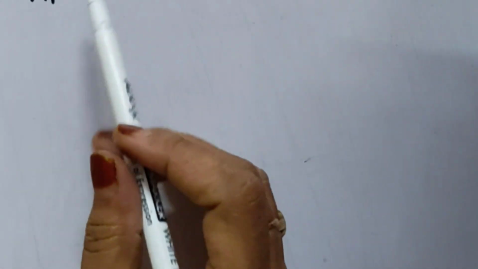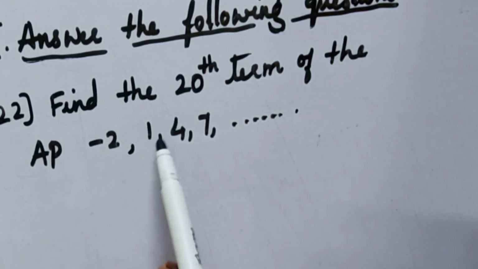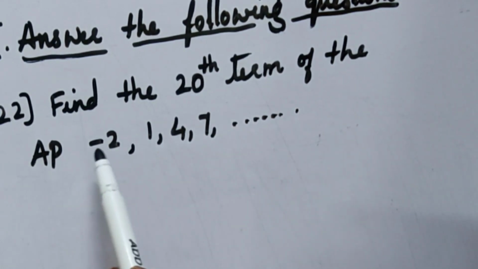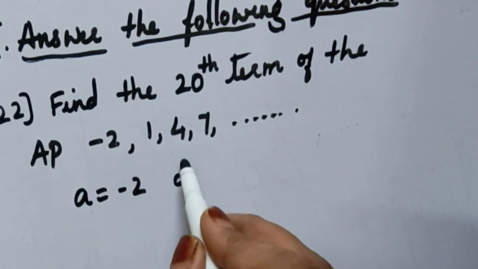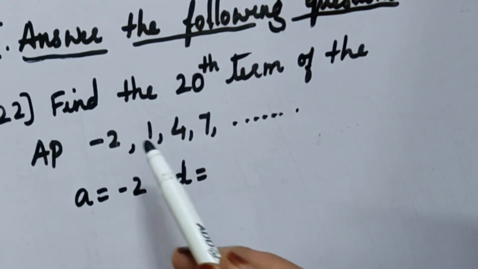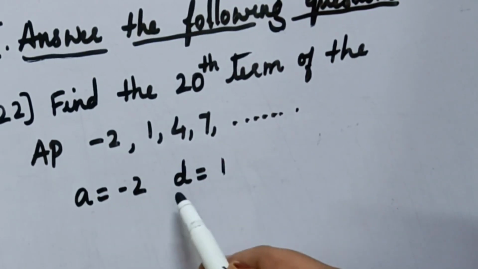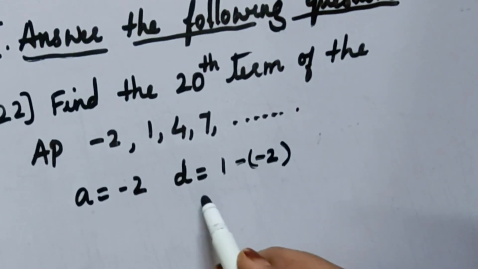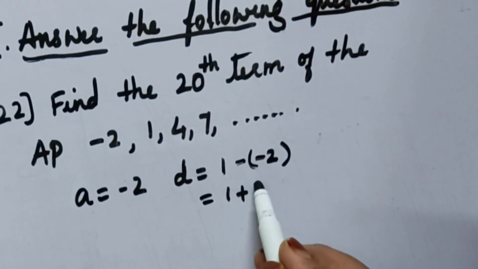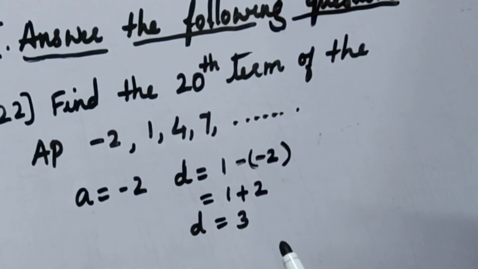Here we go with the next question. Find the 20th term of the AP minus 2, 1, 4, 7. Let us find out the first term here. We know the first term is minus 2 and the common difference is second term minus first term. Second term is 1 minus first term is minus 2. 1 minus into minus is plus 2. We get the common difference as 3.